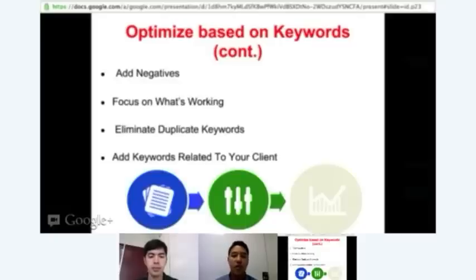So each keyword should be bucketed within one campaign. That way you know which keyword is working without having them split apart and separated from each other.